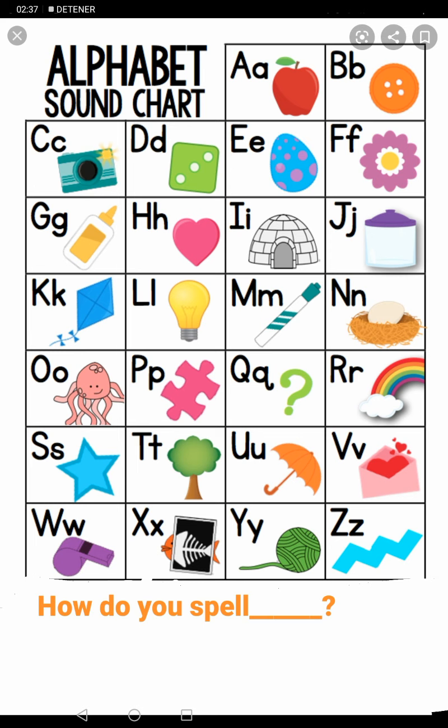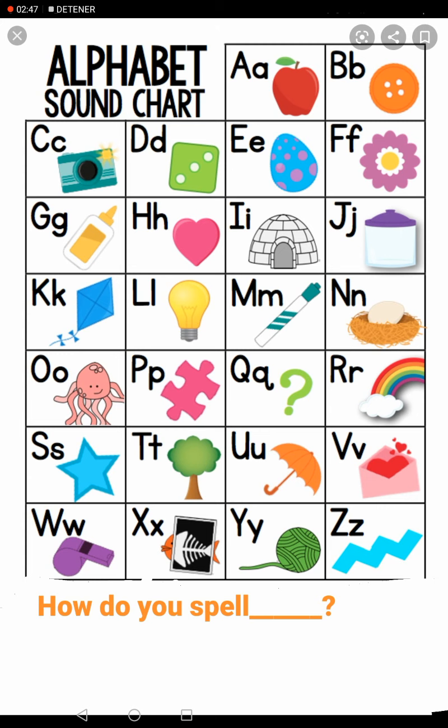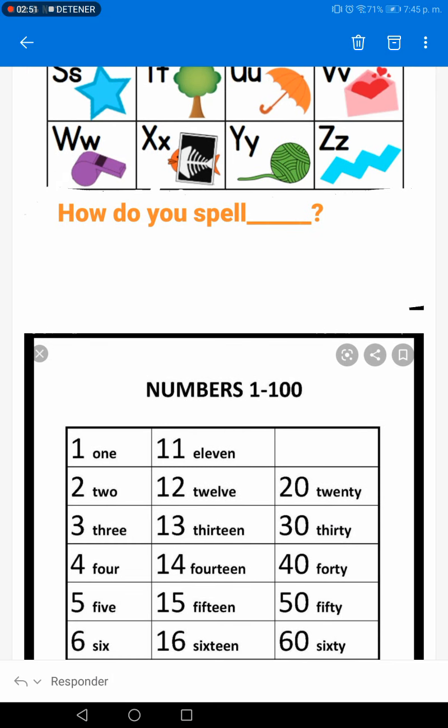So please stop the video and practice the alphabet. Practíquenlo lo más que puedan. ¿Sí? Well, let's move to the next activity, to the next image that is going to be the numbers.